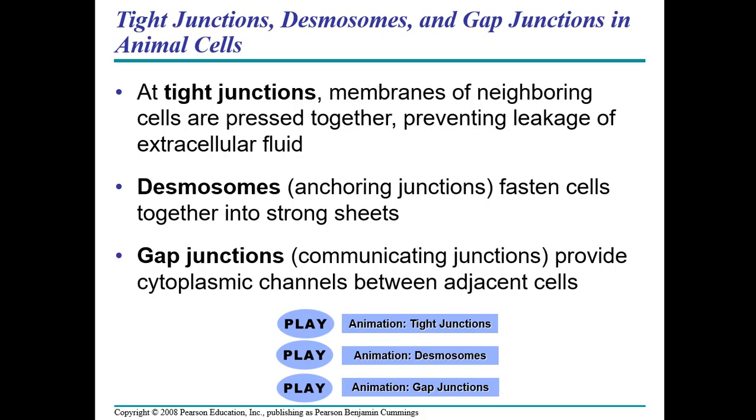So, yan yung tatlo. Tight junctions: membranes of neighboring cells are pressed together, preventing leakage of extracellular fluid. Okay, they are pressed together. Desmosomes or anchoring junctions fasten cells together into strong sheets. Gap junctions, communicating junctions, provide cytoplasmic channels between adjacent cells.